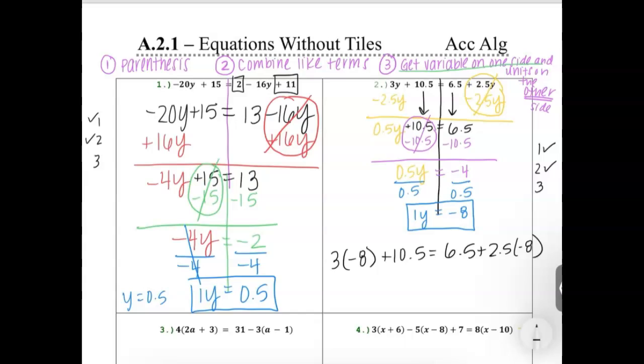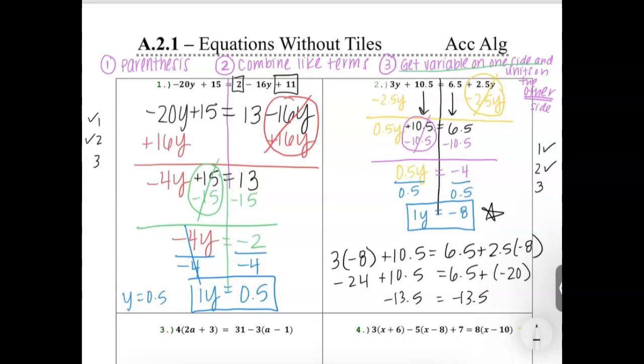So in this case, we would have negative 24 plus 10.5 equals 6.5 plus... I'm going to pause so I can use my calculator and you don't have to waste your time on the video with me. Okay, so both sides equaled negative 13.5. The fact that they equaled the same thing meant that our y value of negative 8 worked for both sides.